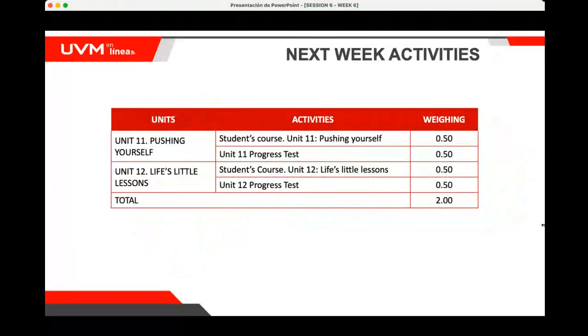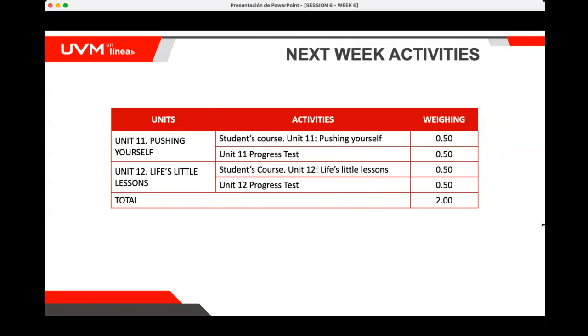Okay, next week activities. We don't have a next week. These activities must be delivered for tomorrow. But as I told my students in my previous class, if you go to the Blackboard platform, you are going to find out that the activities are configured to be delivered until Sunday 15th. So you have until Sunday at midnight to deliver all the activities.